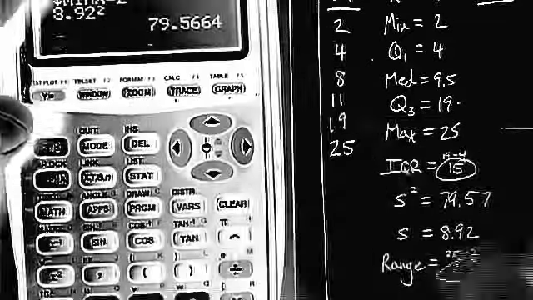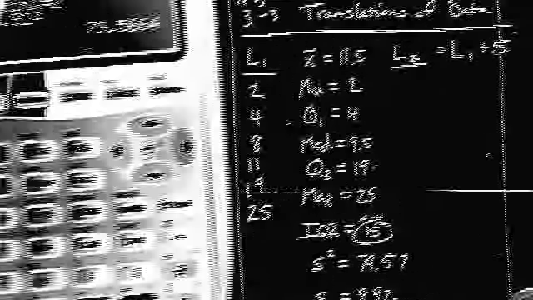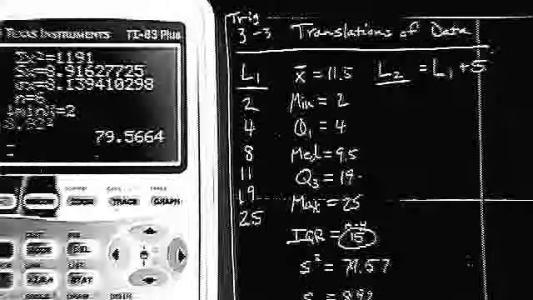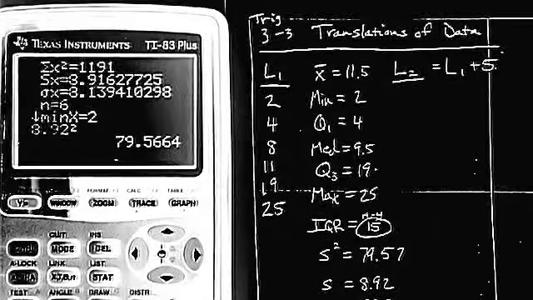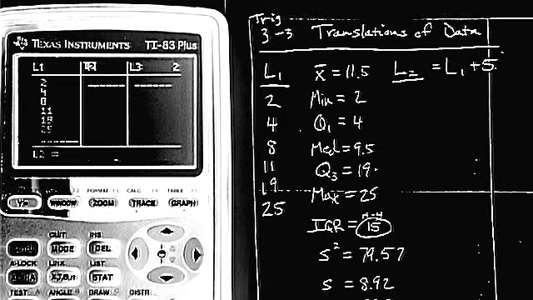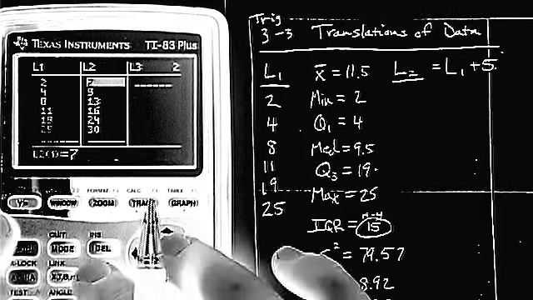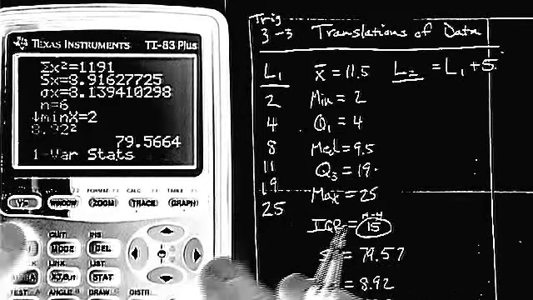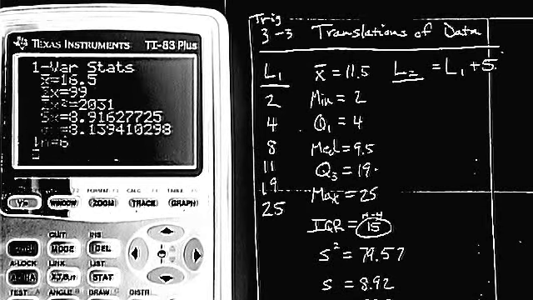What happens when we add 5 to the list? Imagine, folks, that we go back into our lists. Top of list 2, you have to be at the top, L1 plus 5. So now we've added 5 to every one of those data values, and there's the new list. Okay, and we want to go through that same process of finding those statistics. 1-bar stats, but this time we're doing it of list 2.